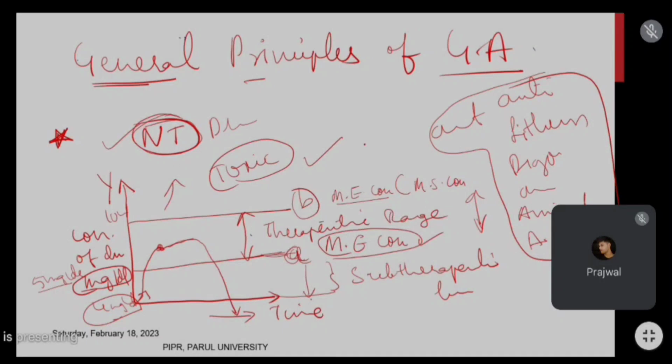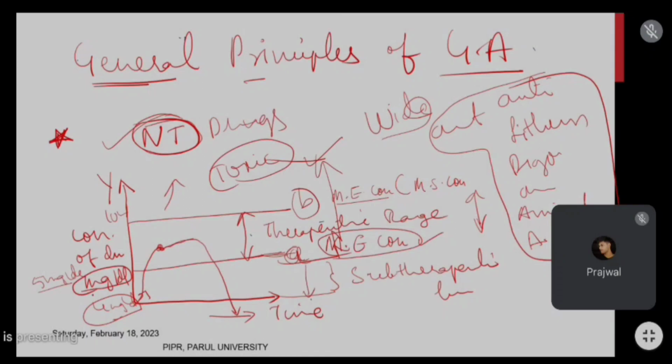And there are some drugs which have a wide therapeutic window. Wide therapeutic window means the drugs which have a very big range. The range between A and B is very big. Those drugs are called wide therapeutic drugs. I think you understood what is narrow therapeutic window. The drugs which have a narrow therapeutic window are called narrow therapeutic drugs.